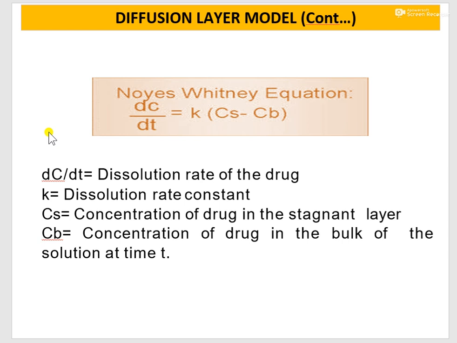Now this can be explained by the Noyes-Whitney equation, where dC/dt = K (Cs - Cb). What is dC/dt? It is the dissolution rate of the drug. K is the dissolution rate constant. Cs, as I said, is the concentration of drug in the stagnant layer, and Cb is the concentration of drug in the bulk of the solution at time t.